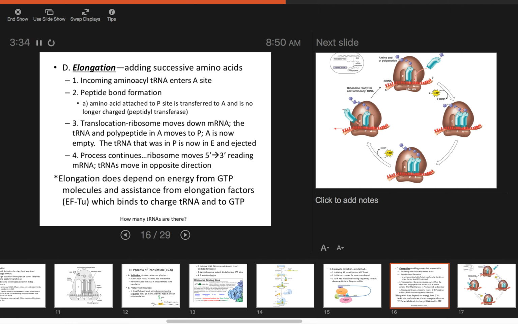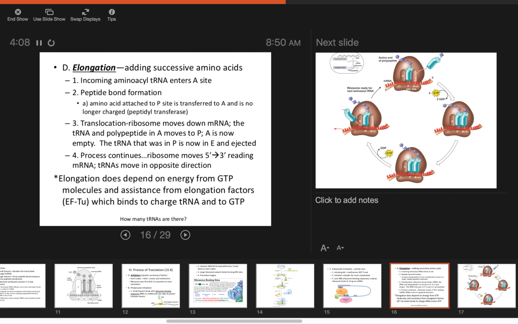All right, and then elongation, which I just modeled for you, but you have your incoming aminoacyl tRNA, and there's the A site. Ribosome moves over, a peptide bond forms between the P site and the A site amino acids. The translocation just means the ribosome moves down, and the process continues. Ribosome moves in a 5' to 3' direction. tRNAs, as you saw, move in the opposite. So you get the ribosome moving this way, and the tRNAs moving this way. So the tRNA moves 3' to 5' then? Yes.